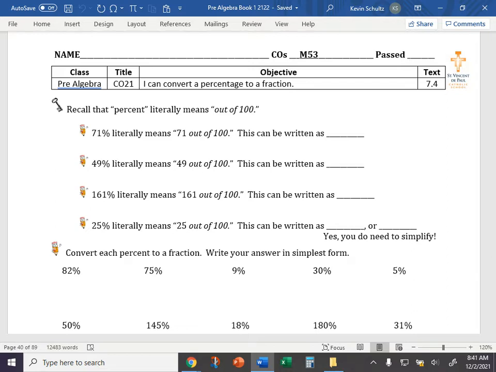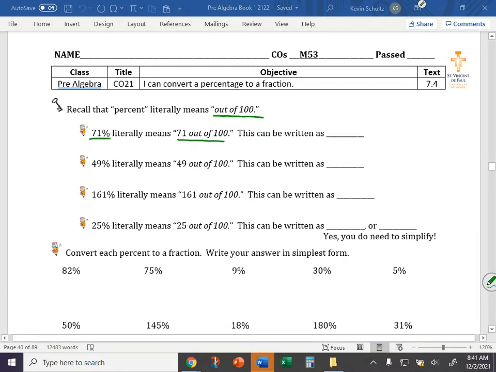So we are going to do both 21 and 22 today. And the first one, converting a percentage to a fraction. We've talked about this before, and it goes back to that a percent literally means out of 100. Okay, so 71%, which means 71 out of 100.